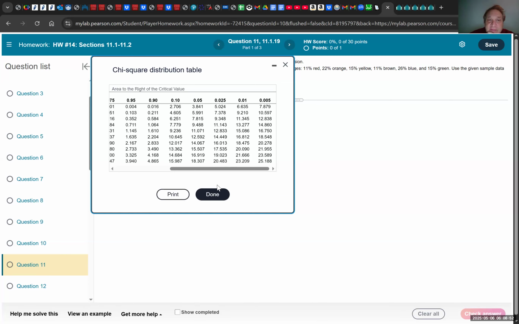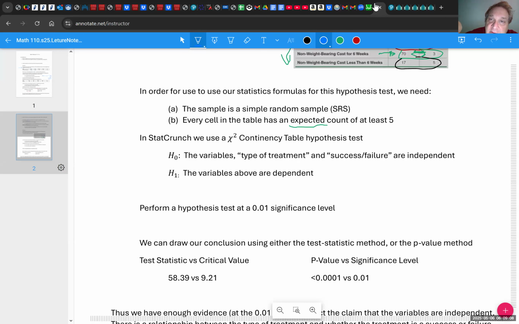1, 2. Yeah, 2 degrees of freedom is 9.210. Ours is supposed to be 11.345. So let me fix it up real quick. In this case, it doesn't make a difference for our conclusion, luckily, but it does look like I read off the second row instead of the third one.